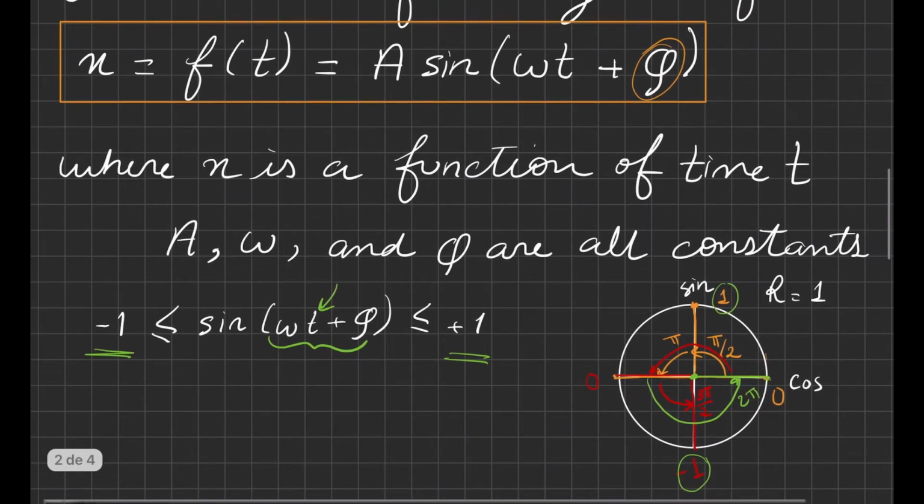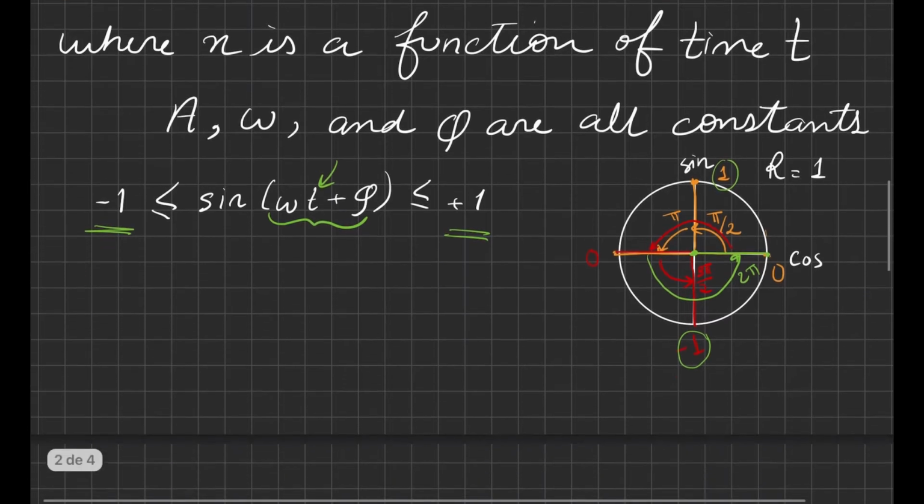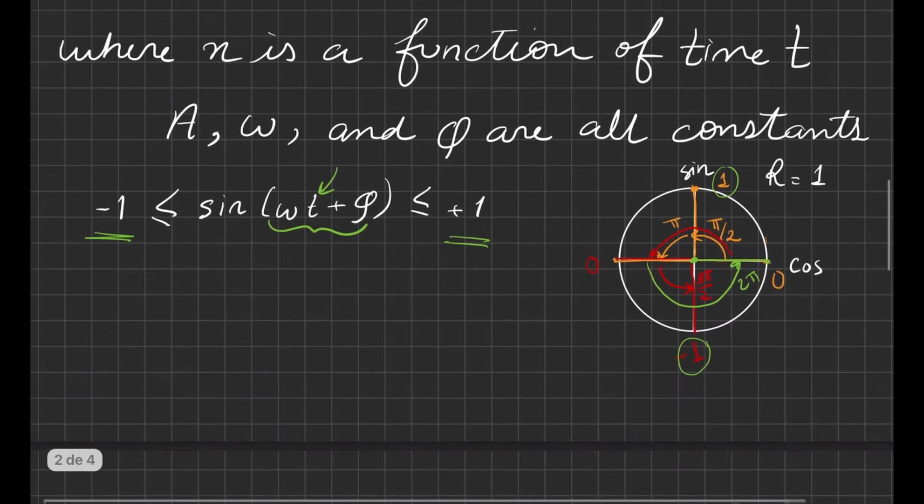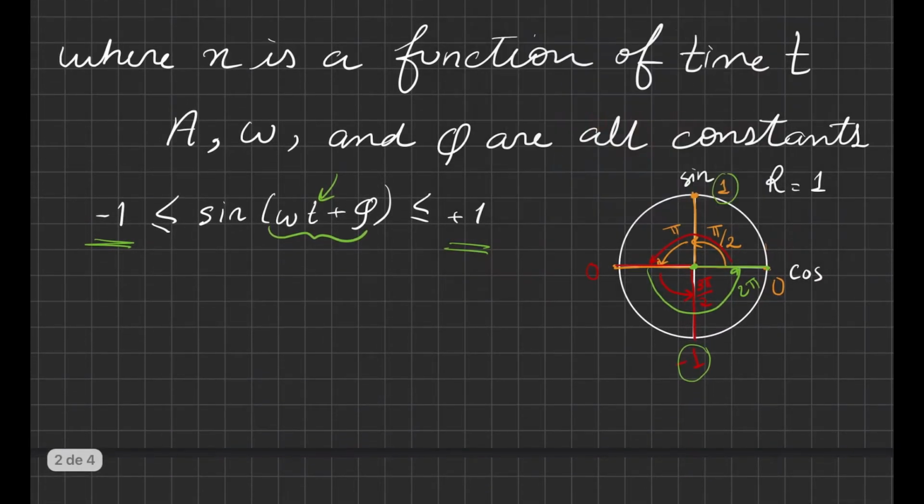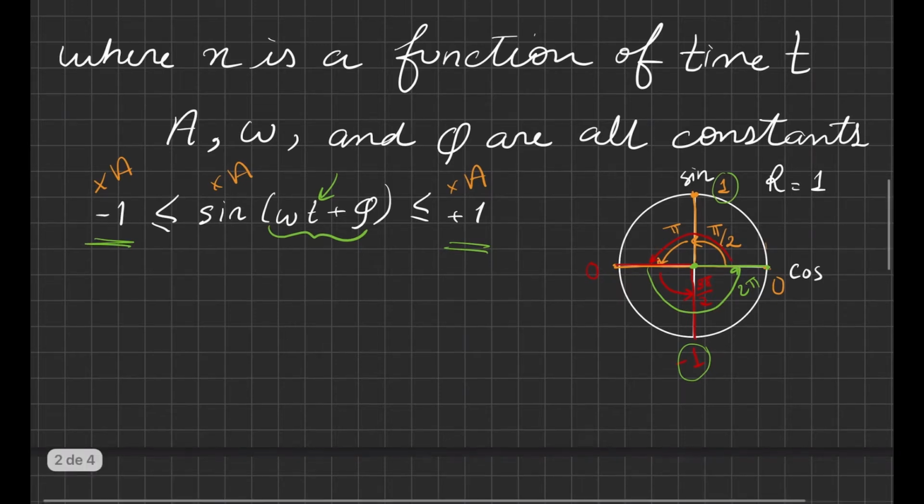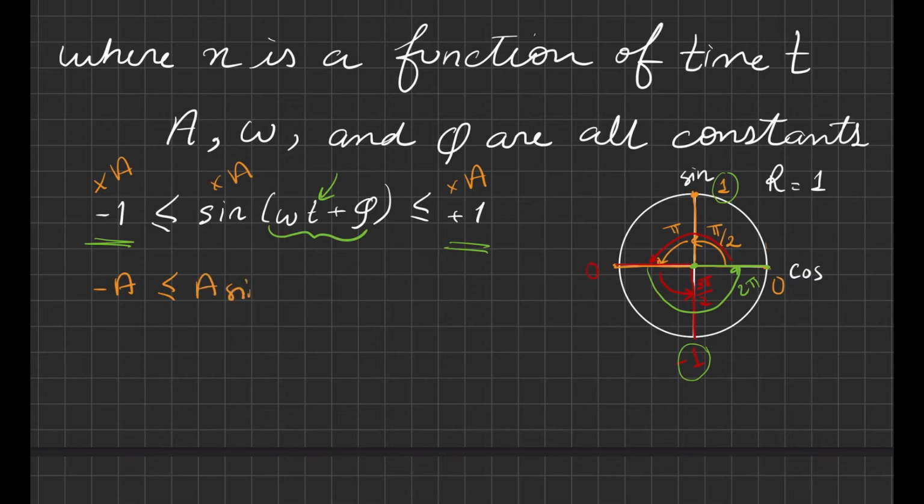Now our function actually is A sine of omega t plus phi, not just sine of omega t plus phi. So we have to multiply by A to get our function x. So A times minus 1 is minus A, and A times plus 1 is plus A.